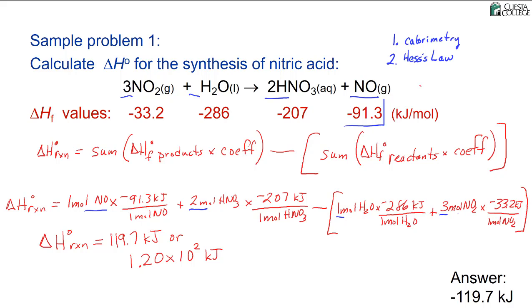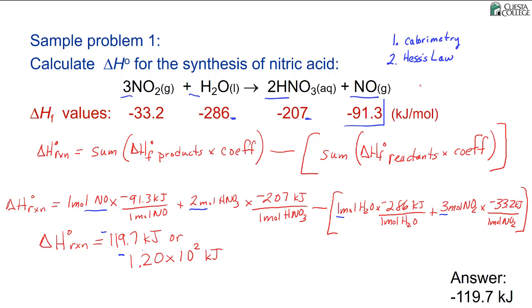If you work out the arithmetic, the delta H of the reaction works out to be 119.7 kilojoules, and that would be negative. Since we don't know the tenths place in some of the delta HF values, this really should be 120 kilojoules negative, or 1.20 times 10 to the 2 kilojoules. And that's the delta H for the reaction.